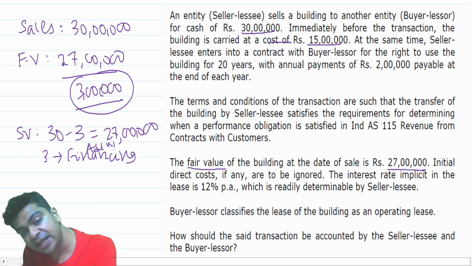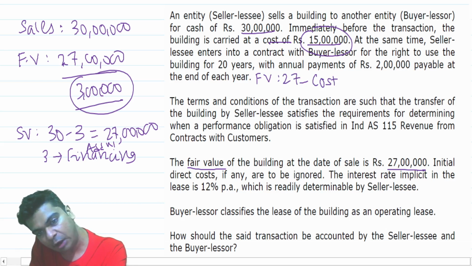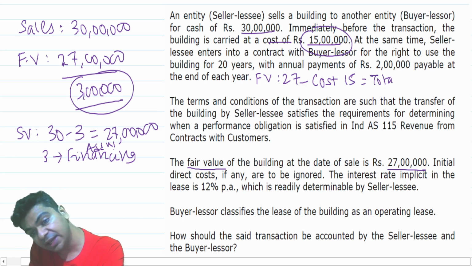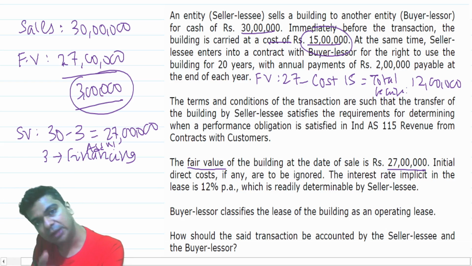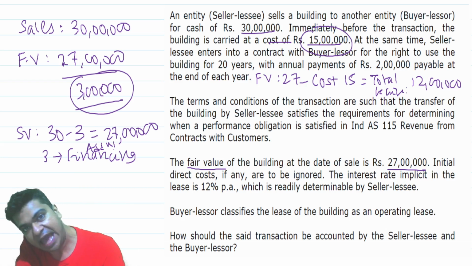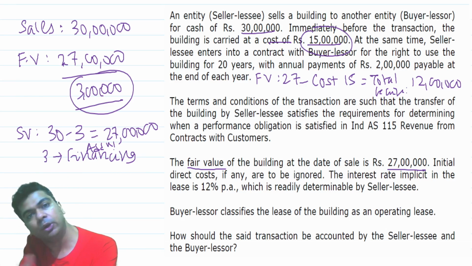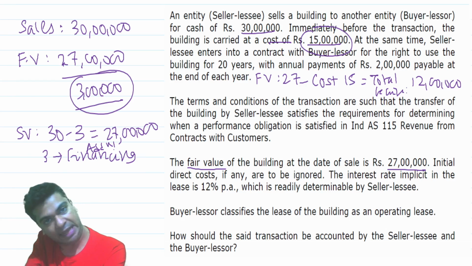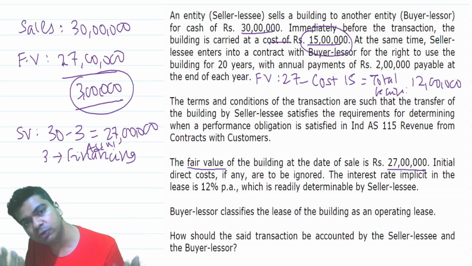They are also saying that the cost is 15 lakhs of rupees. So fair value is 27. Cost, or you can say the carrying amount also, is 15. That means the total gain over here is 12 lakhs of rupees. Of course, the total gain cannot be recognized because the asset will be sold and then also reacquired on lease. What I will reacquire will become an ROU asset in my books. To that extent, I cannot recognize the gain. But for the rights which I have already transferred, I will be able to recognize a gain.